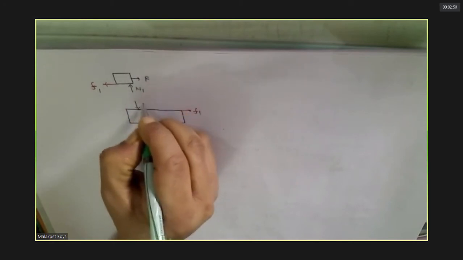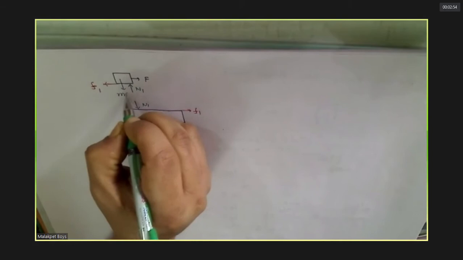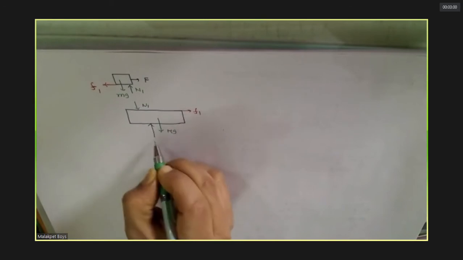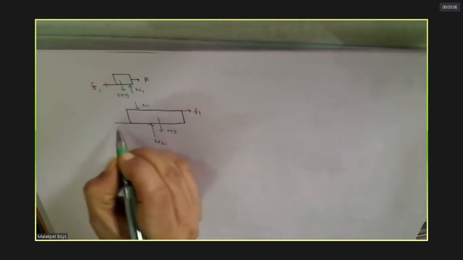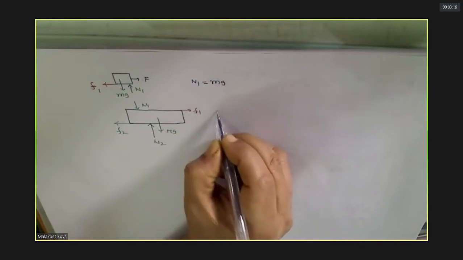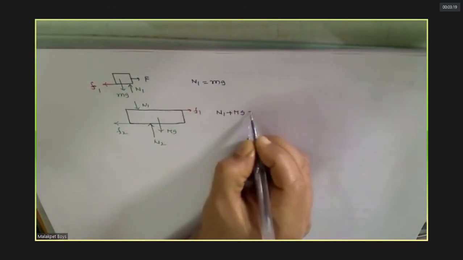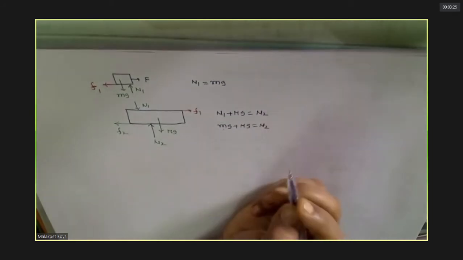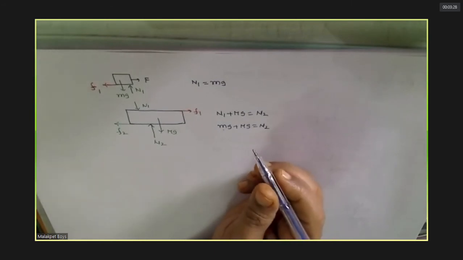Agreed. And there will be normal reactions as usual. This is mg. This is mg. This is the normal reaction N2. Now, as this friction tends to move this block away, there is another friction here. Now you can see from the free body diagram that as there is no motion in the vertical direction, I'll get these equations. Agreed?